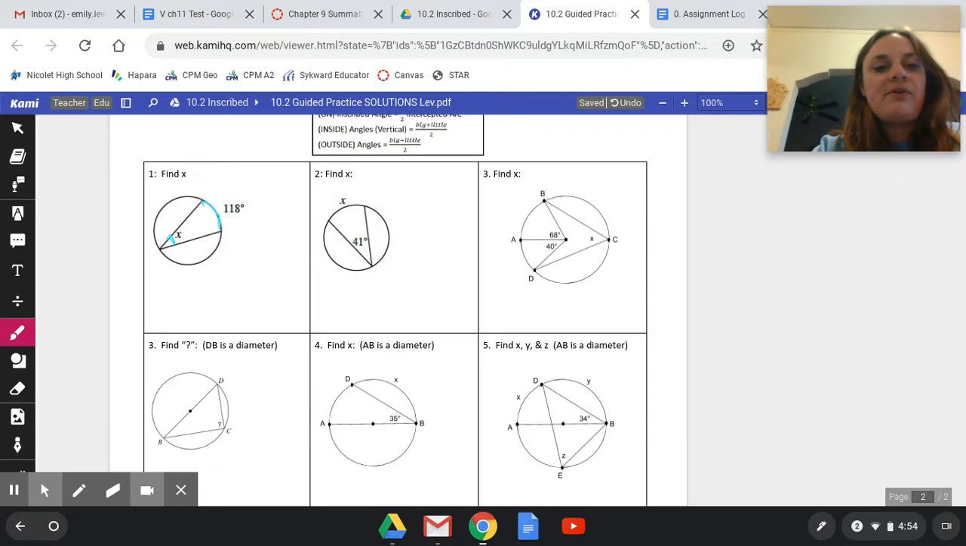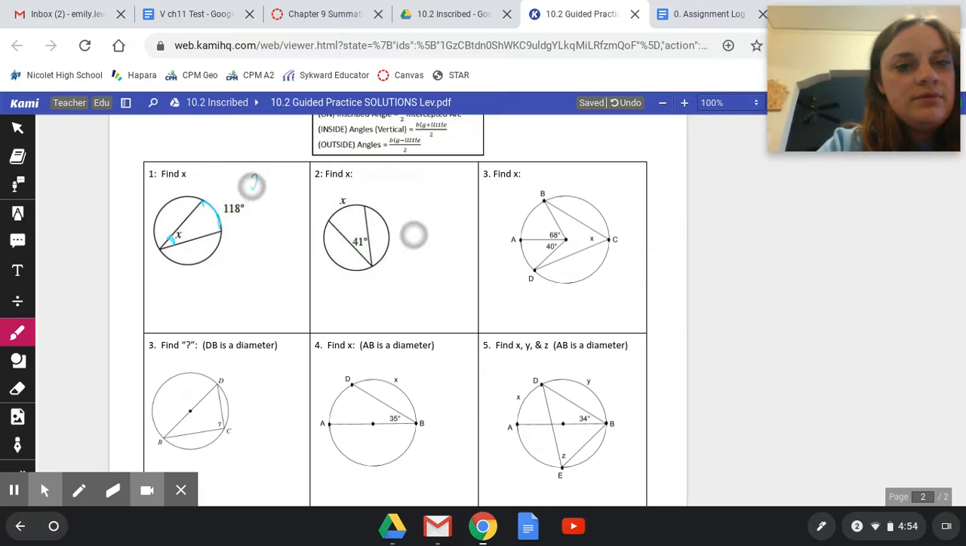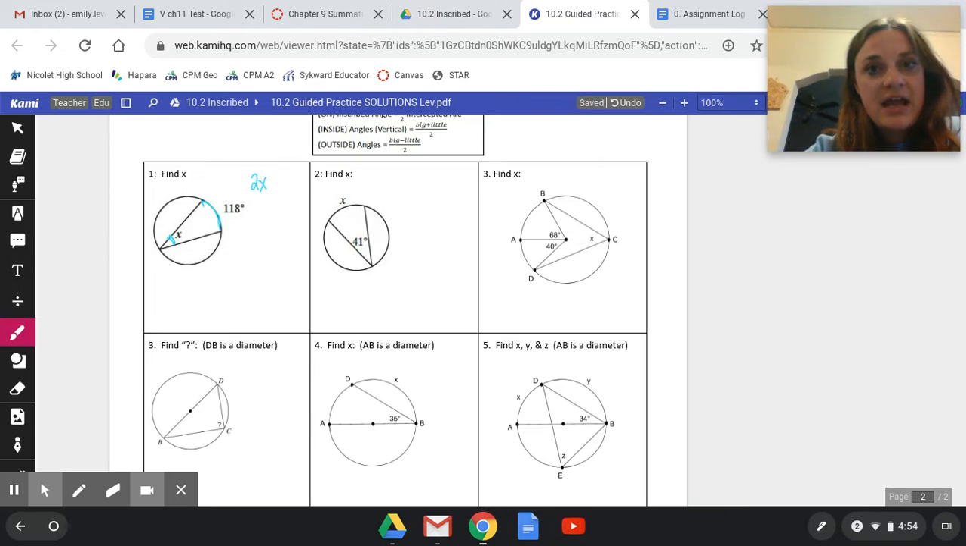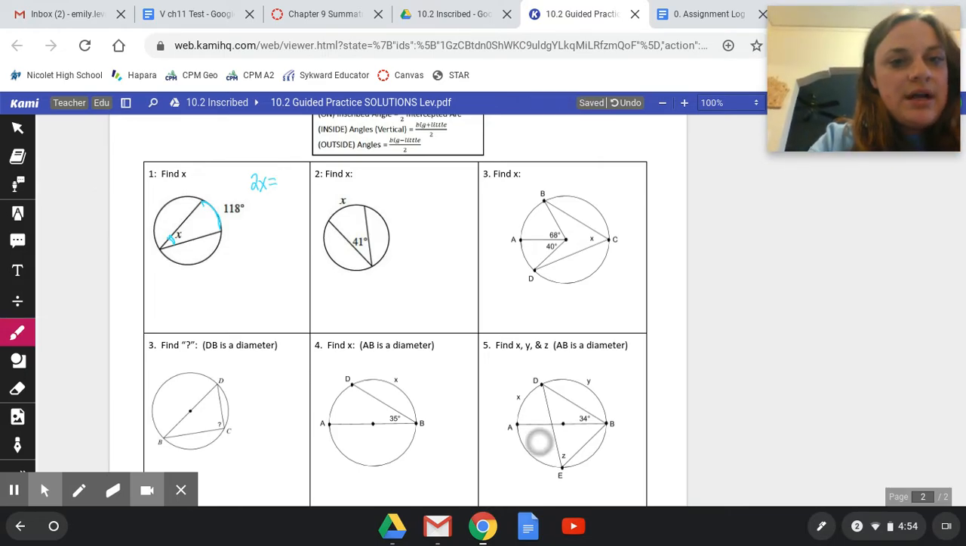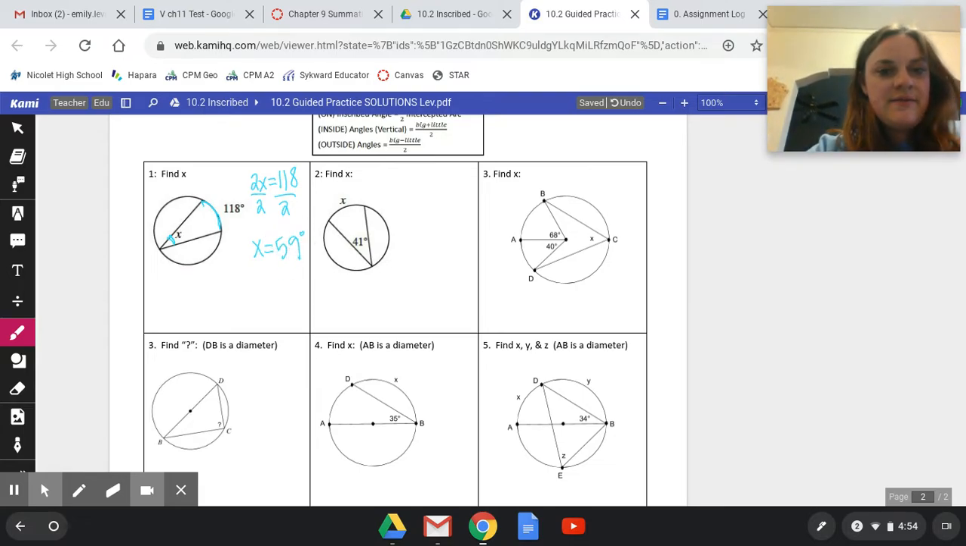There are two different ways that you can do this. I'm just going to set it up by 2 times the inscribed angle is equal to the intercepted arc, which is 118. So then I divide both sides by 2, and I get X is equal to 59 degrees. All right, easy.